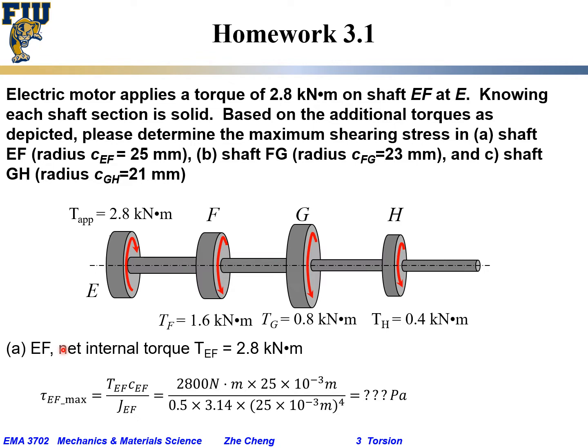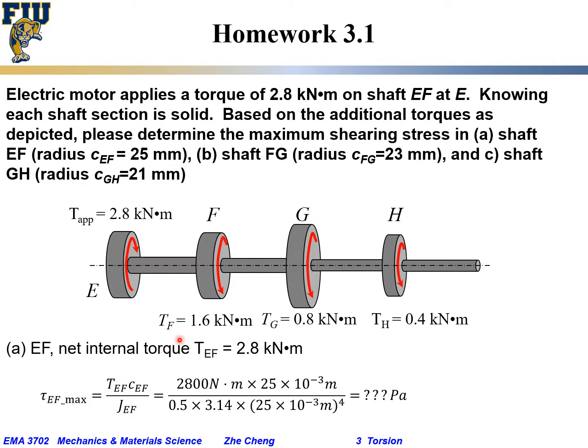So for EF, the net internal torque between E and F, based on statics, would just be 2.8, because if you make the cut here, the internal torque generated has to balance the applied torque, and that will be 2.8. So the equation that we're going to use is simple: tau max for the EF section would be Tc over J.